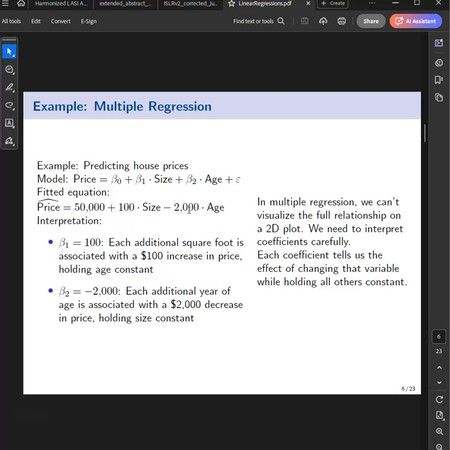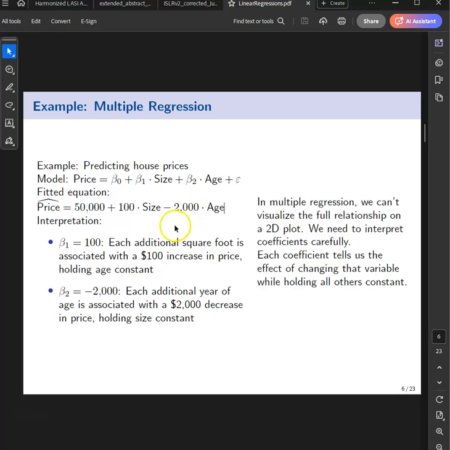So the question is, what does it mean? We are typically interested in beta 1 and beta 2. Beta naught is usually not something we focus on. So beta 1 equals 100 means each additional square foot is associated with a $100 increase in price, holding age constant. And this is very important over here.